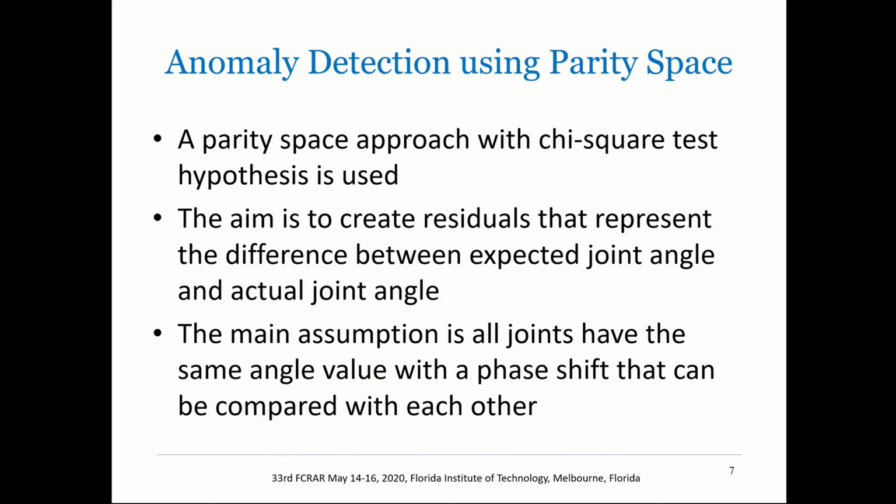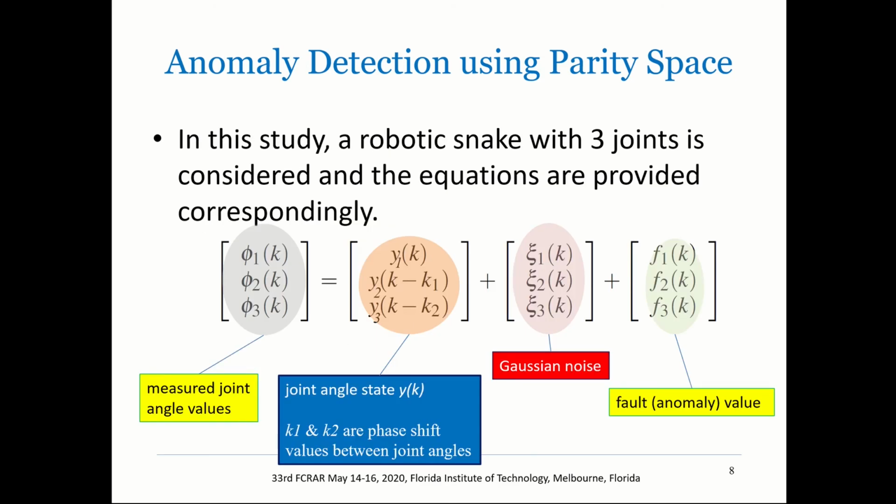A parity space approach with a chi-square hypothesis test is used. The aim is to create residuals that represent the difference between expected joint angles and actual joint angles. The main assumption is that all the angles are the same, they just have a difference in phase shift, so it makes them much easier to be compared. Here's the mathematical representation of what that is.